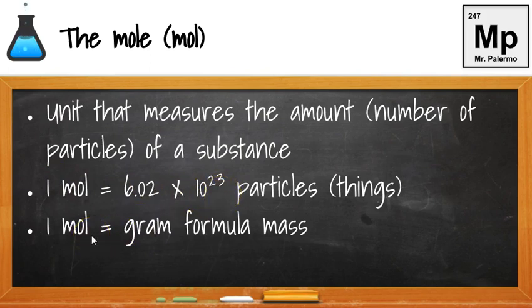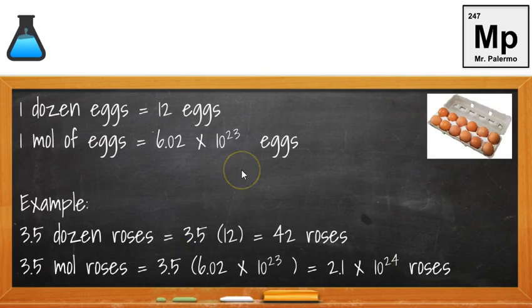1 mole is equal to the mass of the chemical formula that we have in grams. And this is a way that we can quantify a mole of a substance in the lab using a scale. So if you think about it, we do this in everyday life. We package up things. So instead of saying we have 12 eggs, we say we have 1 dozen eggs. It's a way of packaging up a lot of a substance into one bigger unit. So 1 mole of eggs would then be equal to 6.02 times 10 to the 23rd eggs. That's a lot of eggs.